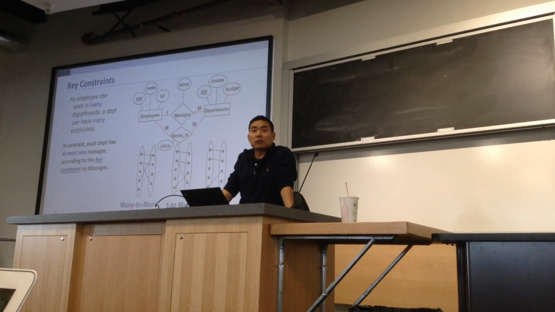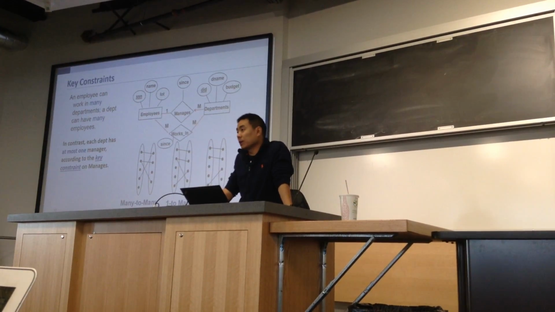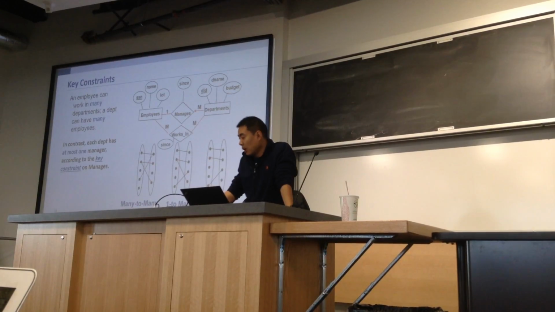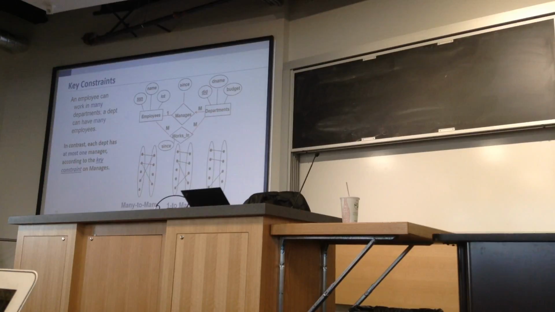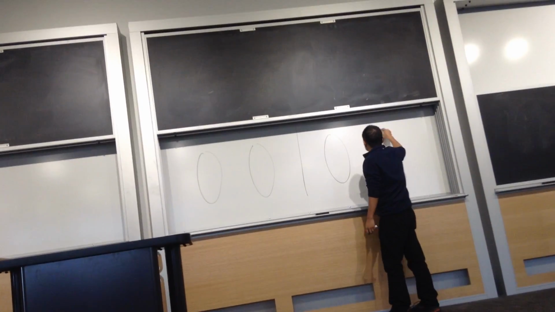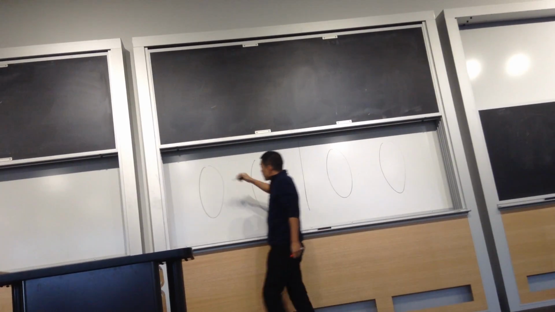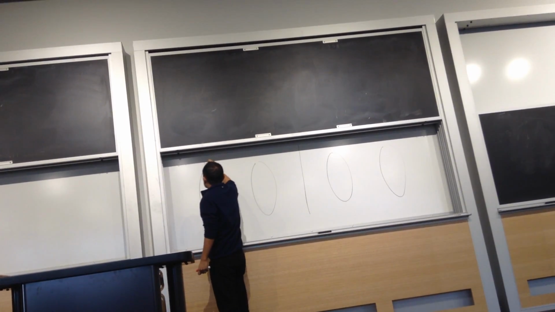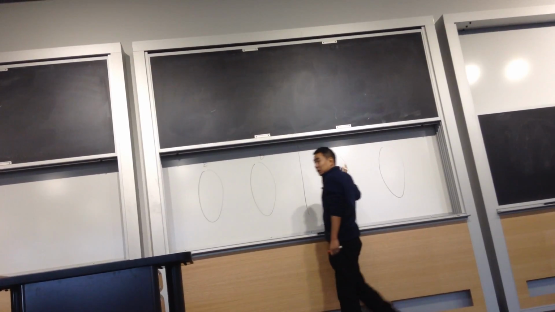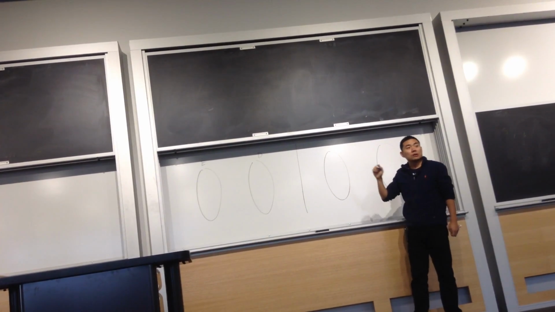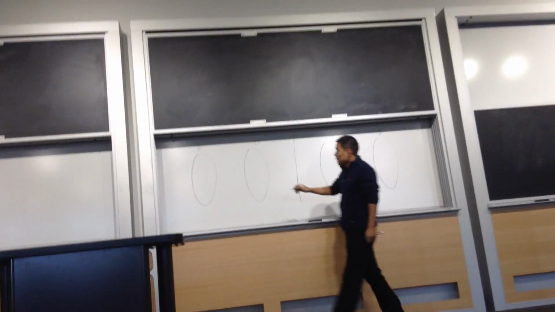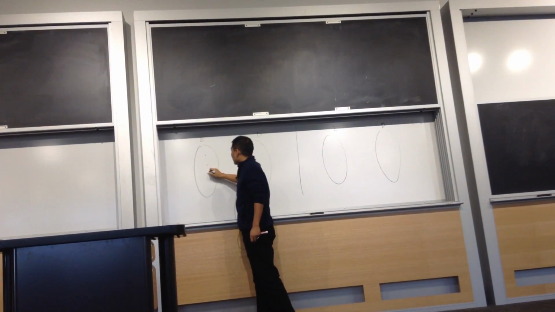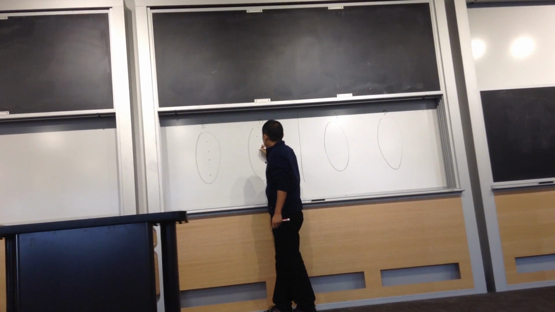So the question is, how do we capture such constraints? So obviously there's a difference, right? So I'm gonna use the whiteboard to illustrate the difference between the 2. So this is the employee entity set, this is the department. Here I'm gonna just duplicate the same 2 entity sets, right? Employee and department. Okay. And here is the works in relationship set.